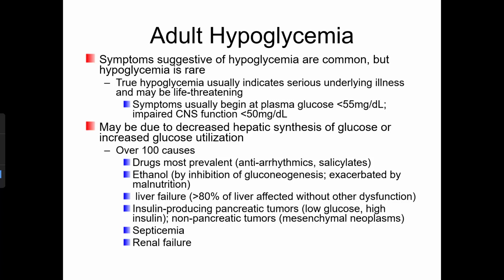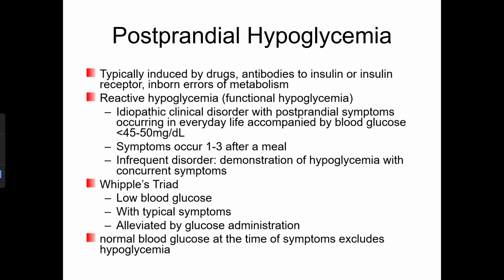There's over 100 different causes. Drugs, the most prevalent drugs that would cause this would be antiarrhythmics and salicylates, ethanol, liver failure, insulin-producing pancreatic tumors, septicemia, and renal failure. And there's many other reasons why someone could be suffering from hypoglycemia. Postprandial hypoglycemia, typically induced by drugs or antibodies to insulin or the insulin receptor, or inborn errors of metabolism.